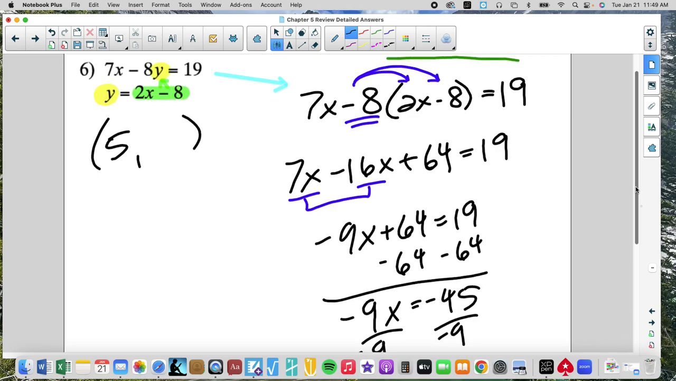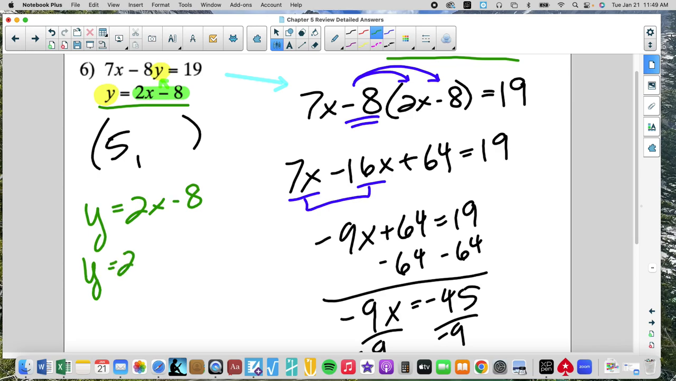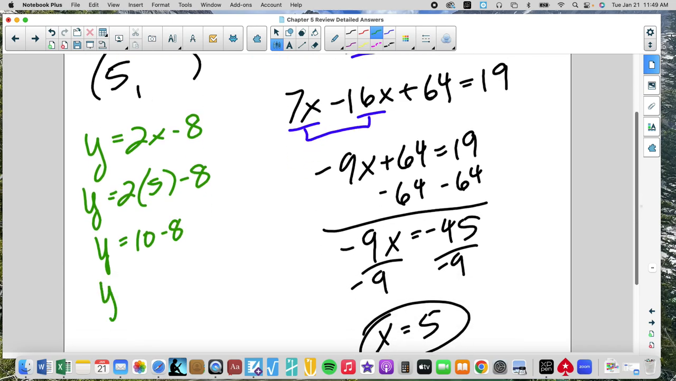Now I need to find the y. How do I find the y? We're going to take this other equation. We can't go into the equation that we used to find x. We can't go into this one. We used that to find the x. So we use this y equals 2x minus 8. And we're going to substitute the 5 in for x. And we get 10 minus 8. And my y location, the y value, is 2.